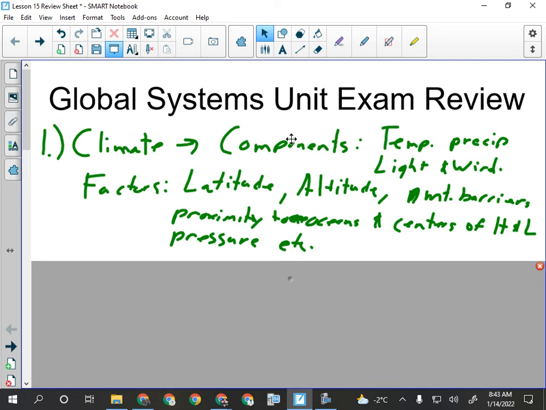Would latitude play a factor? Yes, it does for everything. Would altitude play a factor? Would there be mountain barriers? Would there be a proximity to an ocean? That kind of stuff. And talk about how those things would make the climate the way you think it is.